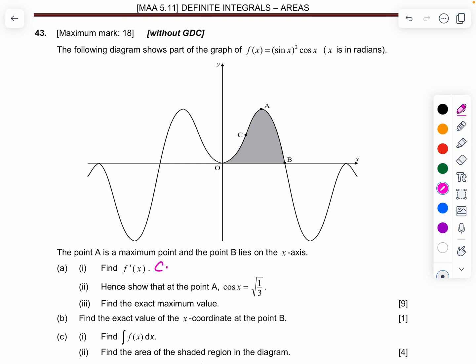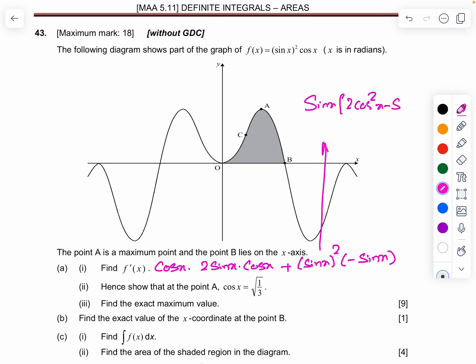So I keep cos x as it is, times the derivative of sin x whole square, which is 2 sin x, again the sin x derivative is cos x. Next, minus sin x whole square as it is, then the cos x derivative is minus sin x. When I simplify this, it becomes sin x common, 2 cos square x minus sin square x. That's going to be the answer for the first part.